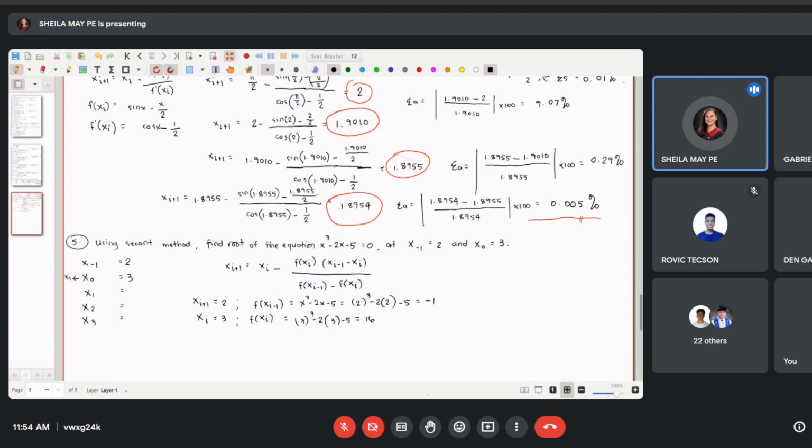Okay, now using the x sub i plus 1, x sub i is 3 minus function of our x sub i, that's 16, multiplied by our x sub i minus 1, that's 2, minus x sub i as 3, over function of our x sub i minus 1, that's negative 1, minus function of our x sub i, that's 16.